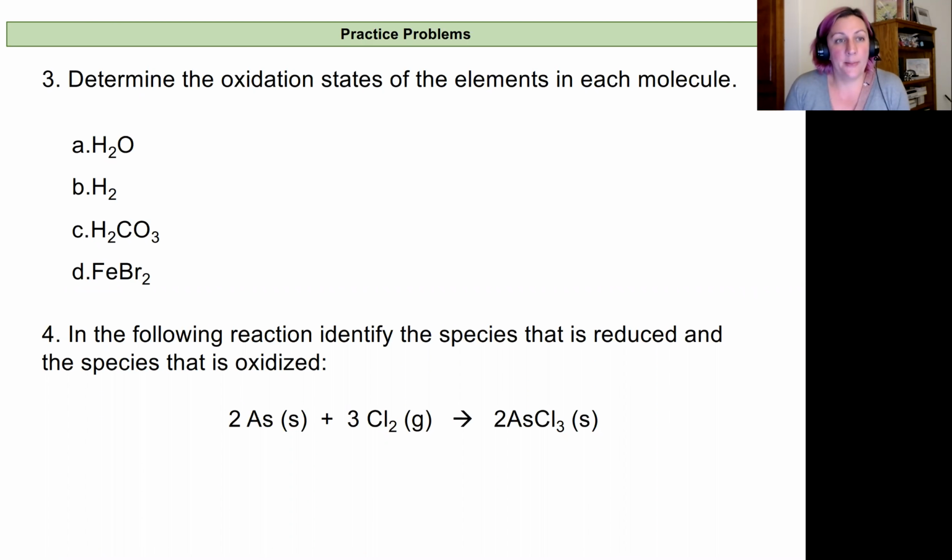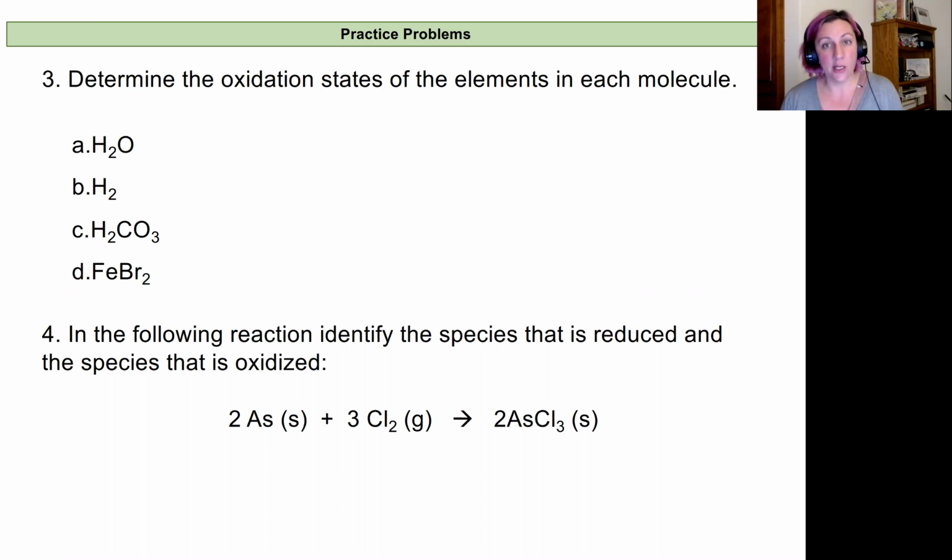Hopefully you've had an opportunity to try these problems. I'm now going to walk through the solutions for them. So first we're going to determine the oxidation state of each of these molecules that are listed for each of the elements within it. So we're really going through our list of rules. So it might be handy to have those with you as I walk through this.